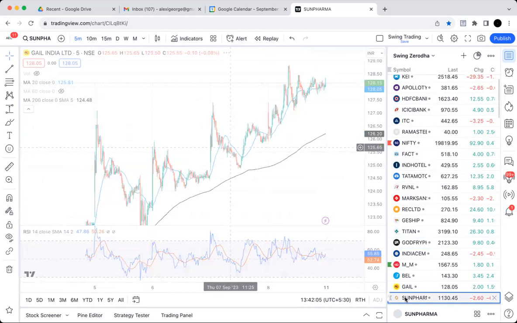Next one, Sun Pharma. Let's see what Sun Pharma looks like. All right.